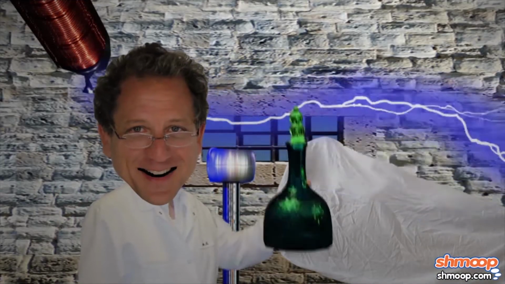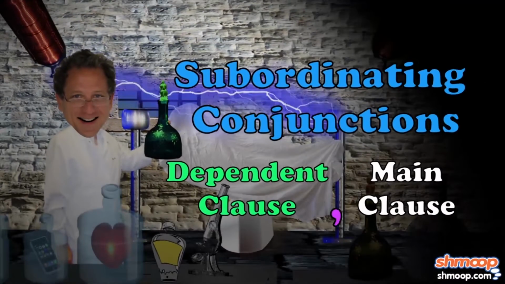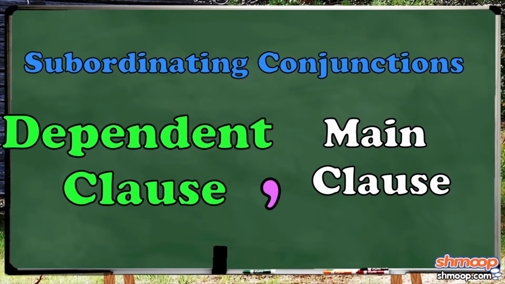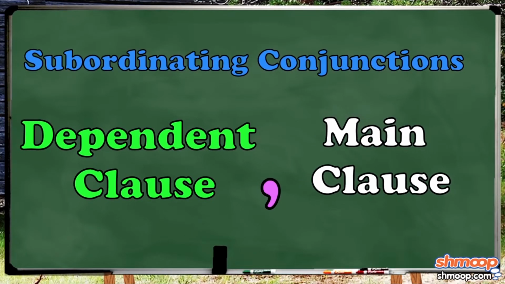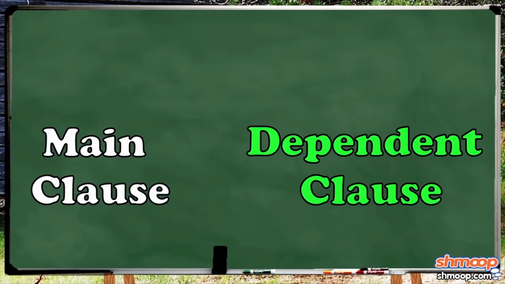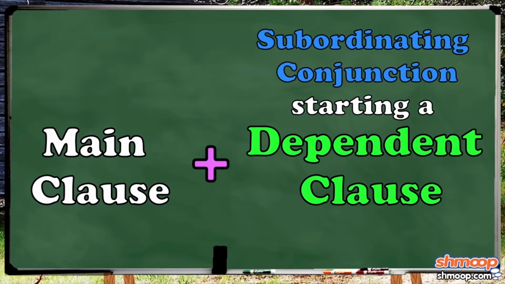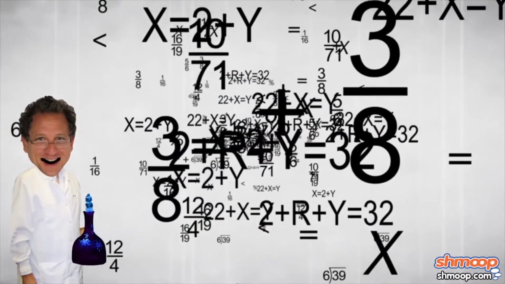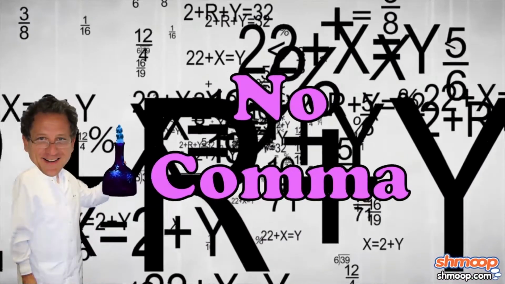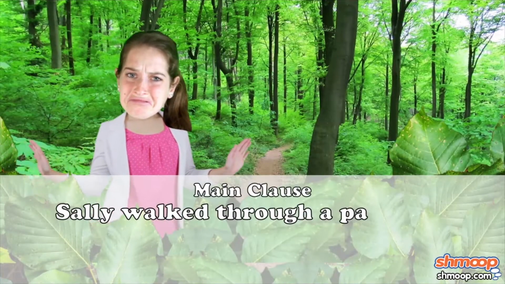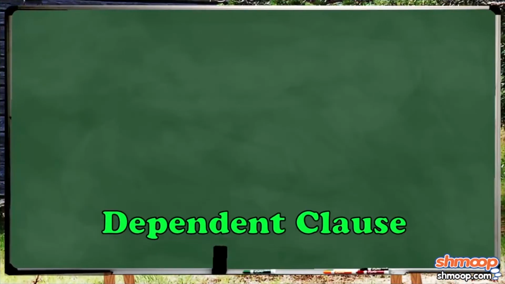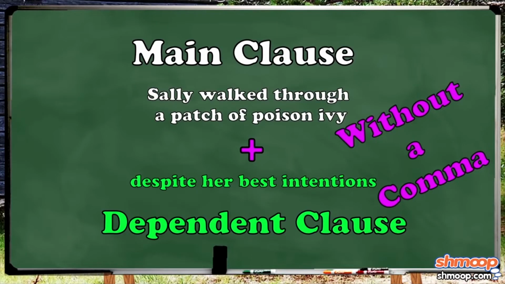We've talked about the formula for starting sentences with subordinating conjunctions. However, we could just as easily switch the positions of the dependent and main clauses in the formula, so we end up with main clause plus a subordinating conjunction starting a dependent clause. Got that? So note that in this iteration of the formula, there is no comma. Sally walked through a patch of poison ivy despite her best intentions. Yeah, no comma in there. Here the dependent clause, despite her best intentions, is tacked on to the main clause without a comma.